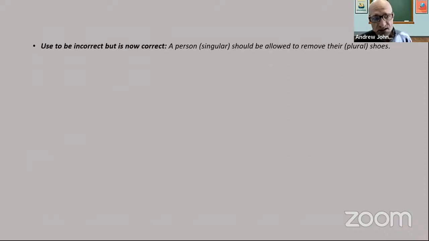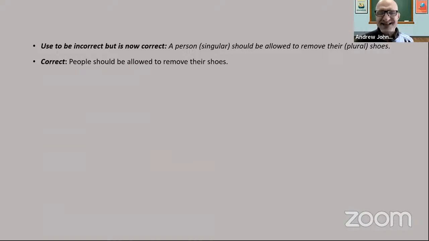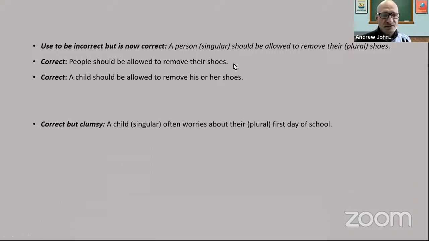Used to be incorrect. A person should be allowed to remove their shoes. That's correct. Yep. People should be allowed to remove their shoes. That is a little less clumsy. A child should be allowed to remove his or her shoes. That's a little bit clumsy. So the top 2 are preferred in this.